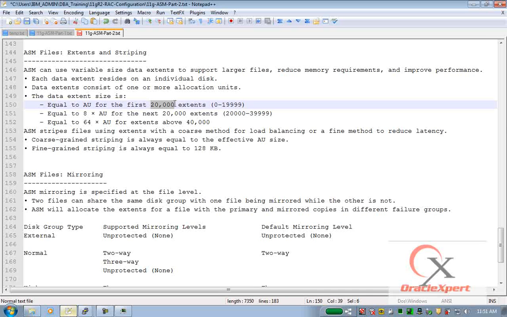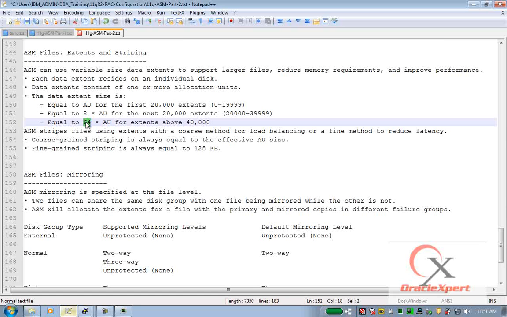Then in that case, Oracle will allocate the next extent, which is multiple of AU, equal to 8 AUs for next 20,000 extents. So first 20,000 extents will be of 1 MB. Then next couple of extents beyond that will be of 8 MB. So in one data extent there will be 8 AUs of 1 MB each. If the file is even larger than this, then there will be 64 AUs in one data extent.